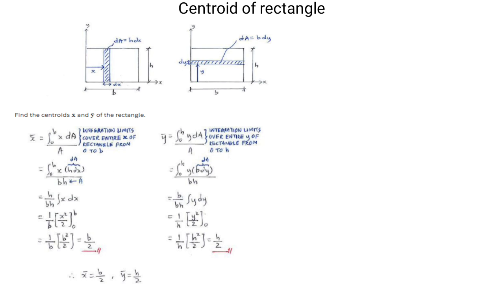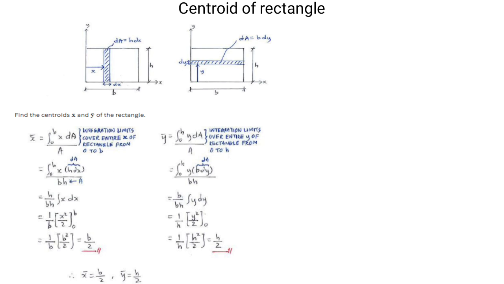Similarly, for the centroid of the rectangle y bar, in figure 2, let us consider the rectangle. The length of the rectangle is B, and the height of the rectangle is H. Now take a strip in the rectangle at y distance from the reference axis x, where A is equal to the total area of the rectangle, therefore capital A is equal to the breadth into H. dy is equal to the height of the strip, and H is equal to the height of the rectangle. Therefore, dA, the area of the strip, is equal to breadth into dy.